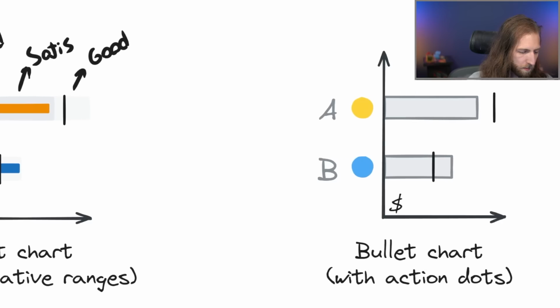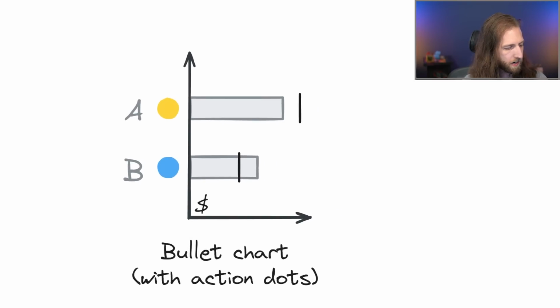Now, what we might also want to do is to take a more subtle approach, adding these dots basically for conditional formatting to indicate are we on or off target.